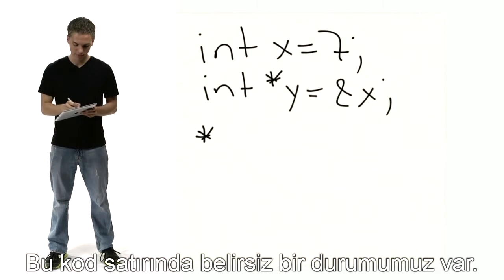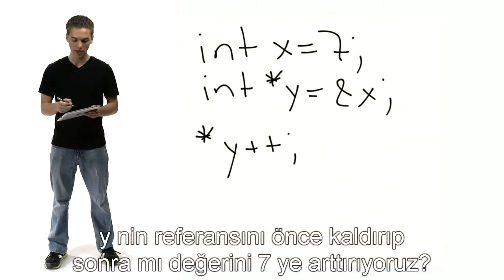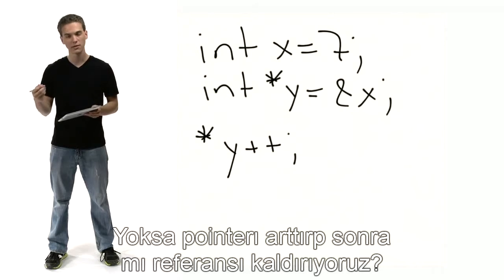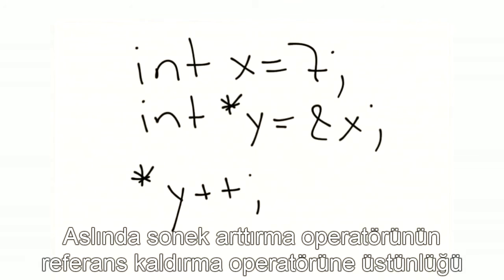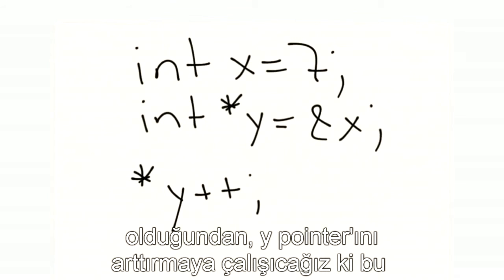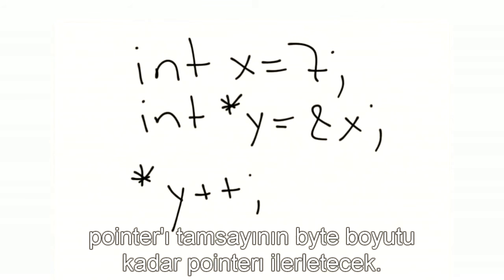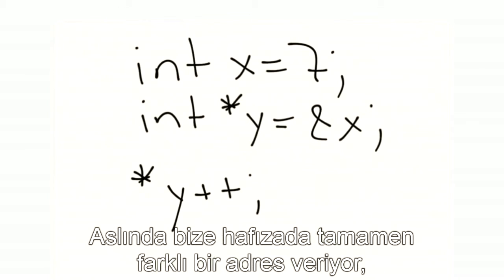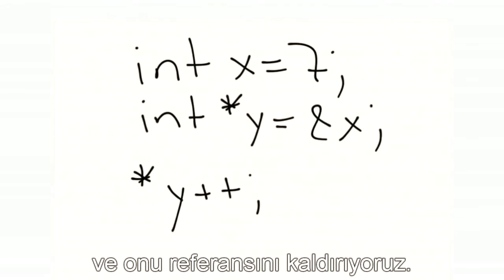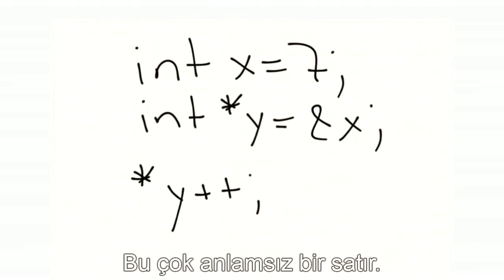Now in this line of code, we have a somewhat ambiguous situation. Are we dereferencing y first, and then incrementing the value 7? Or are we incrementing the pointer, and then dereferencing it? In fact, because the suffix increment operator has precedence over the dereference operator, we're attempting to increment the pointer y, which would move the pointer by size of int bytes, essentially giving us an address in some entirely different point in memory, and then we're dereferencing it. So this is a very meaningless line.